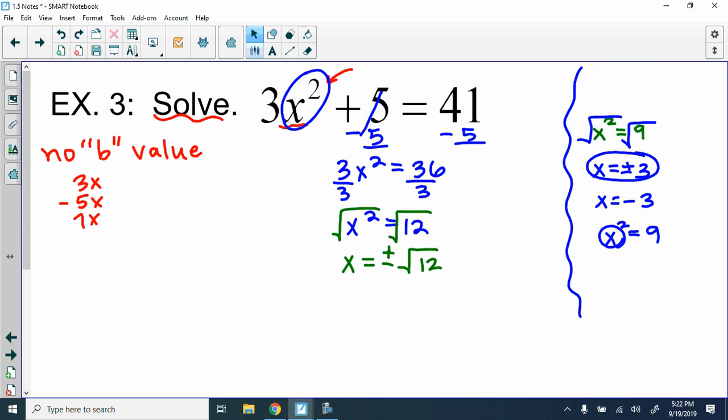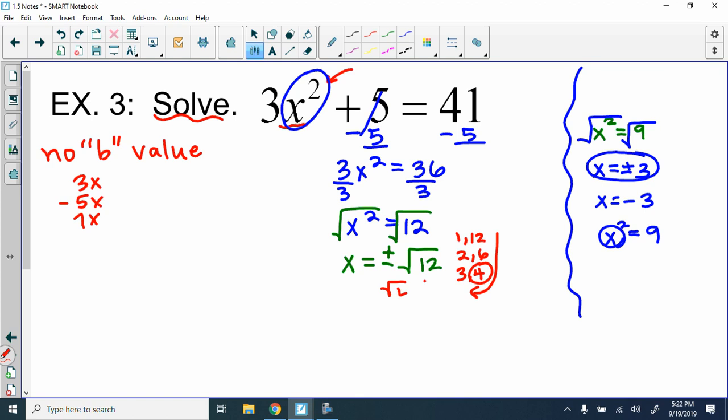Now, going back to what we just practiced, we have to simplify. So if I think about factors of 12, I want to try to take the biggest perfect square. The biggest perfect square is 4. So it would be square root of 4 times the square root of 3, which would be 2 radical 3. That would be my simplified answer. So plus or minus there.